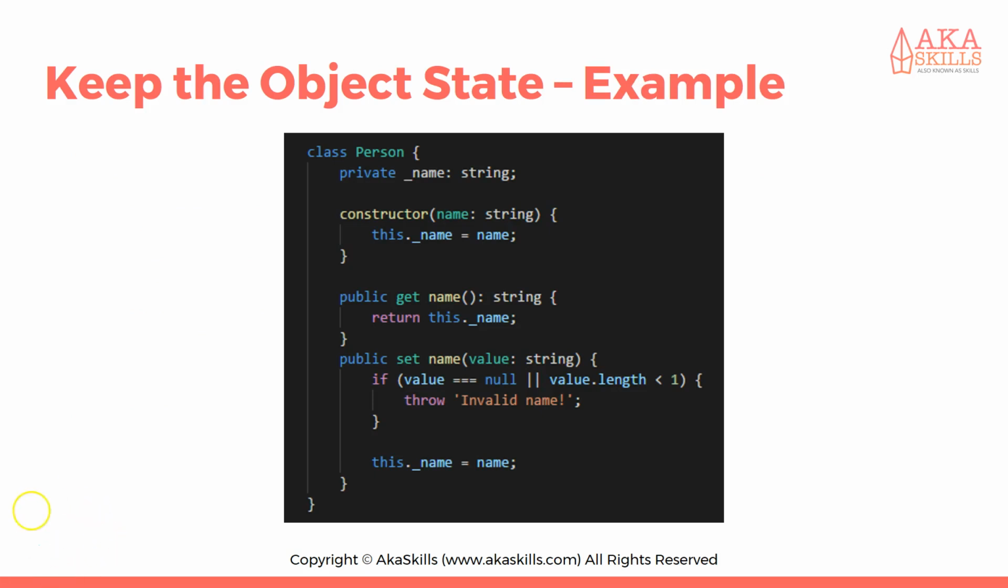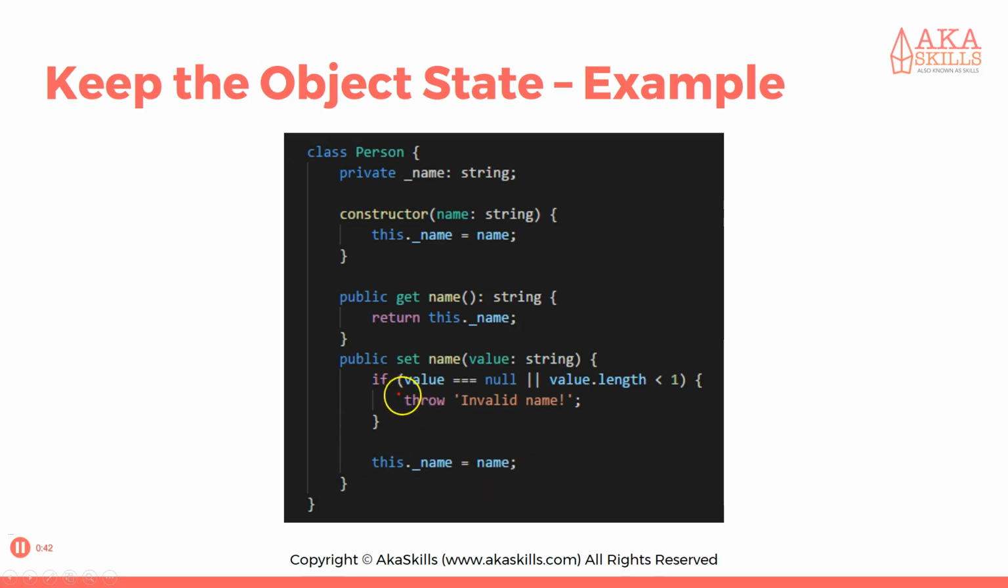Here is an example of person. So I have class person, which has private field _name, which is from type string. Then I have the constructor, which receives a string and passes it. I have a getter for returning the string, and I have a setter. And here is an example of keeping object state.